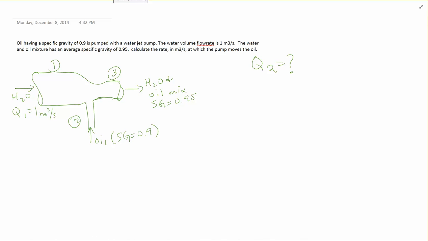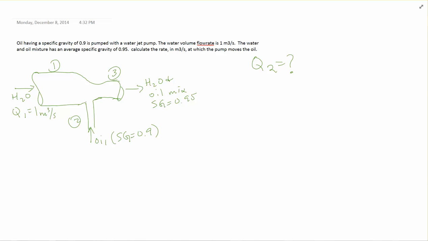Here we have an oil having a specific gravity of 0.9 that's pumped in with a water jet pump. You can see the oil is coming up here from the bottom. The water volume flow rate is given as 1 meter cubed per second, and the water and oil mixture has an average specific gravity of 0.95. We want to calculate the rate in meters cubed per second at which the pump moves the oil.